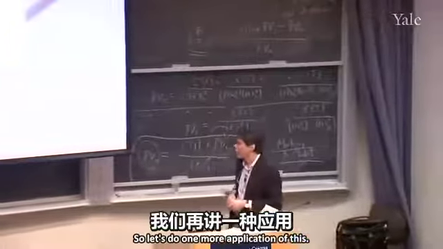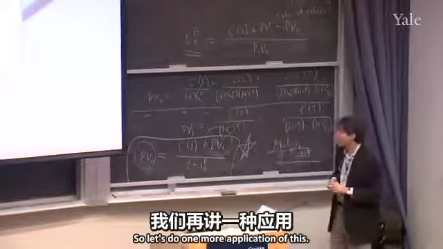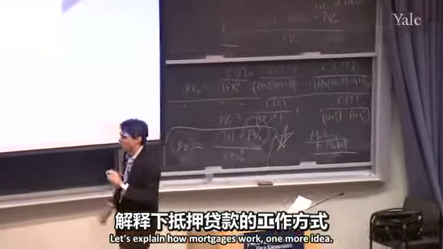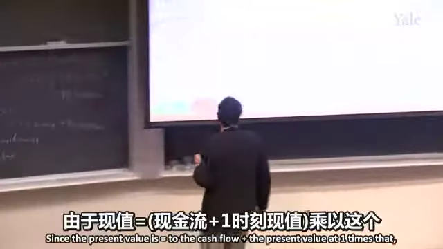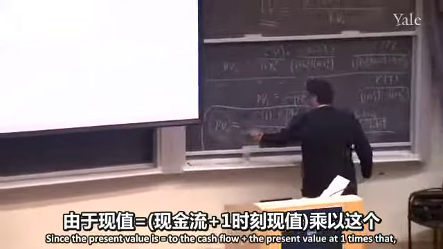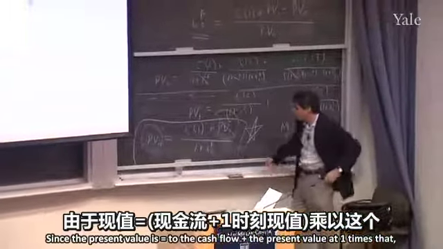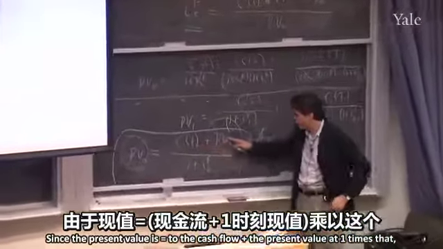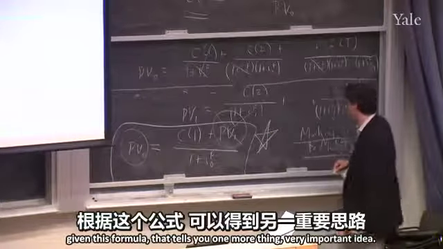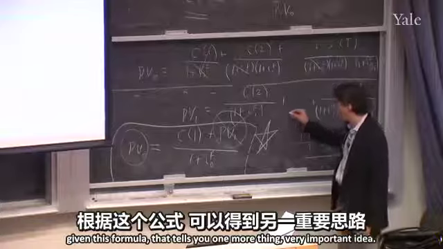Okay, so let's do one more application of this. Let's explain how mortgages work. One more idea. Since the present value is equal to the cash flow plus the present value at 1 times that, given this formula, that tells you one more thing, a very important idea.